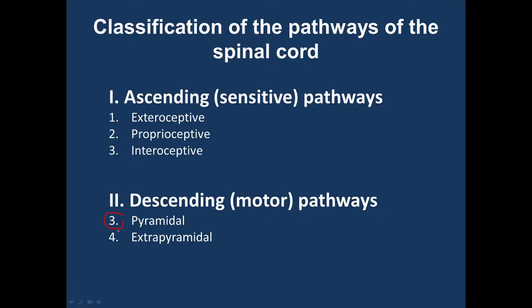For descending motor pathways, we distinguish pyramidal and extrapyramidal pathways. What does it mean? Pyramidal pathways are conscious pathways. We can move voluntarily, move our muscles, our legs, our extremities, everything. Every skeletal muscle can move voluntarily. But extrapyramidal is unconscious, involuntary movement. Usually these are special reflexes to protect our body from damage.